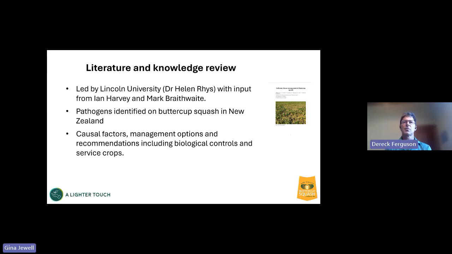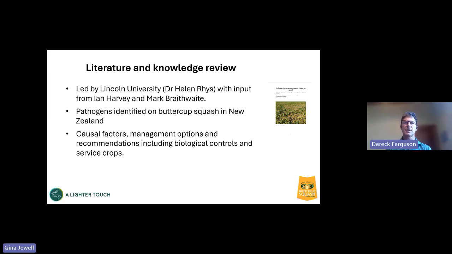So that first component was the literature and knowledge review, and this was led by Lincoln University, in particular Dr. Helen Rees, who's sort of an expert in this soilborne disease field. And it had input from Ian Harvey from Plantwise and Lincoln, and Mark Braithwaite. We were fortunate to have Mark on the team there, because he could add his experience and knowledge, having done pathogen testing in Buttercup squash in Hawke's Bay and Gisborne there.